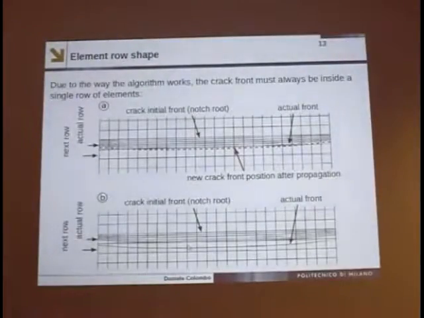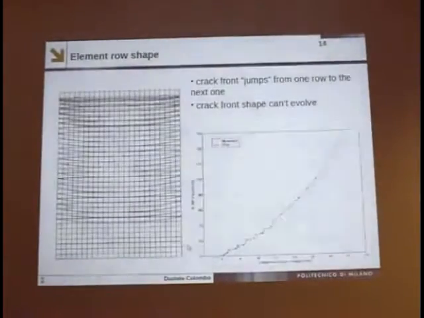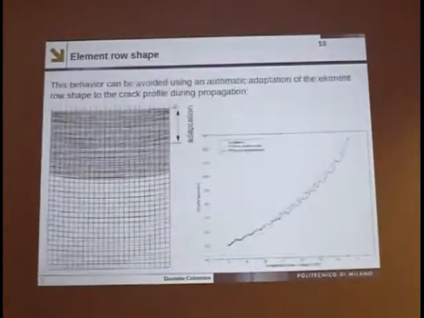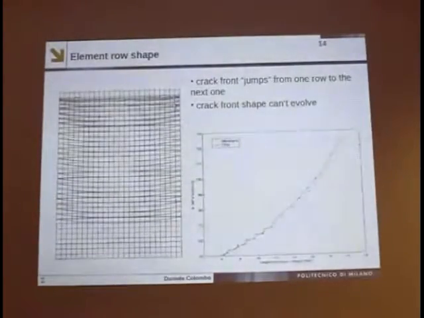But what is the result? That the accuracy is really, really low. You can see here on the left the cross-section of the specimen. You can see that the first fronts are okay. Then you must add artificial advancement to the crack, and you obtain that the crack from here starts jumping, only one crack front for one row. And the crack front can't evolve its shape. This shape is not the correct one.